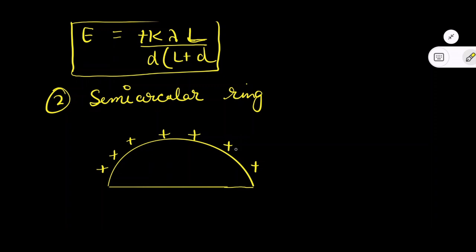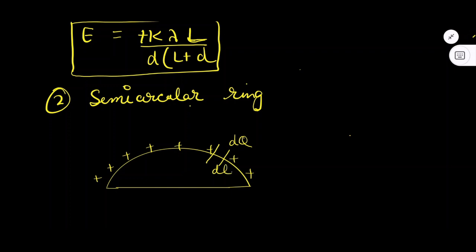Now since it is a ring, we'll again have its lambda, the linear charge density, right? So we'll again take a small element, let it be dq, and the length will be dl. We have to find the electric field at the center, point O. For this element, the electric field will be radially outward, so it will be dE. The angle from the axis is theta, so it will be d theta for the small element.